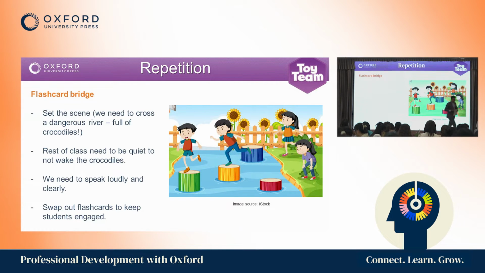Like that. So we need to cross the river. We all need to be very, very careful because if we fall off, we might get eaten. We also want our students to avoid standing on the flashcards, right? So standing next to it is a much better idea.